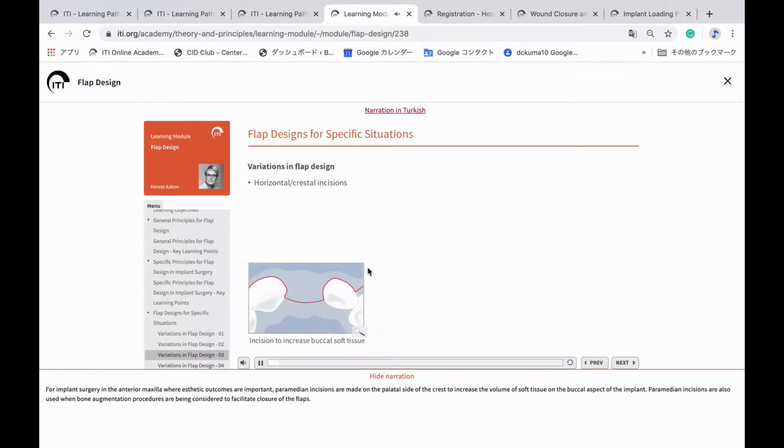For implant surgery in the anterior maxilla, where aesthetic outcomes are important, paramedian incisions are made on the palatal side of the crest to increase the volume of soft tissue on the buccal aspect of the implant. Paramedian incisions are also used when bone augmentation procedures are being considered to facilitate closure of the flaps.